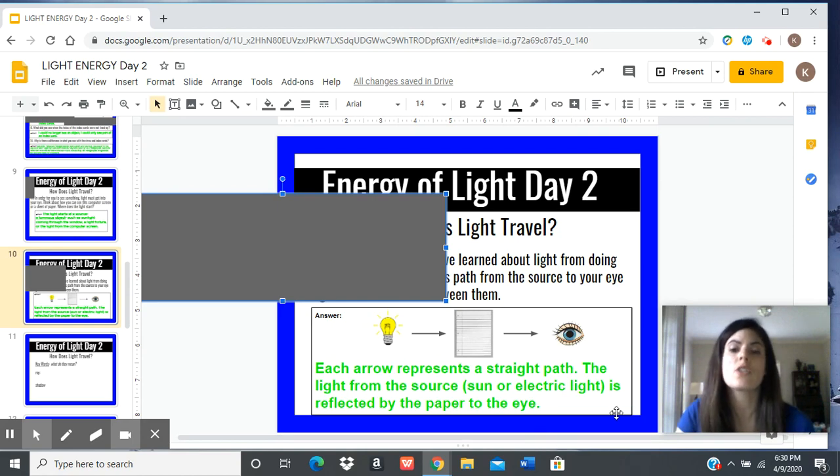Each arrow represents a straight path. The light from the source, sun or electric light, and electric light is the light bulbs in your house, is reflected by the paper to your eye.